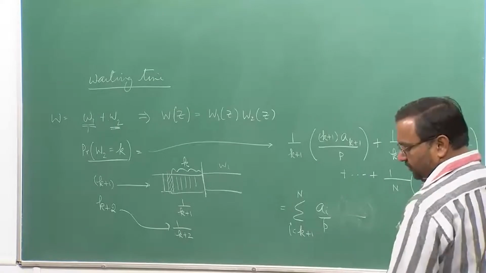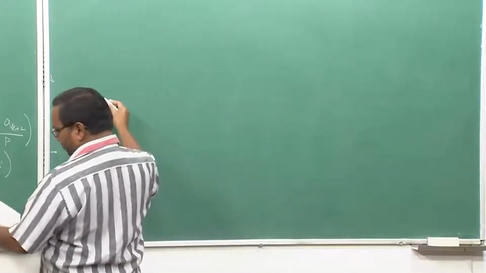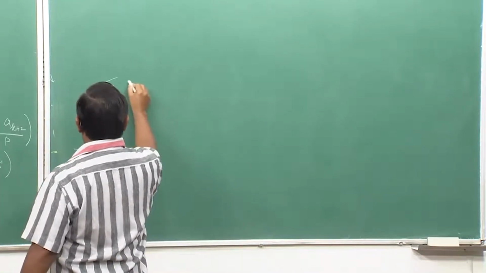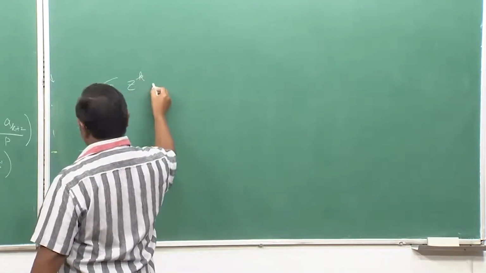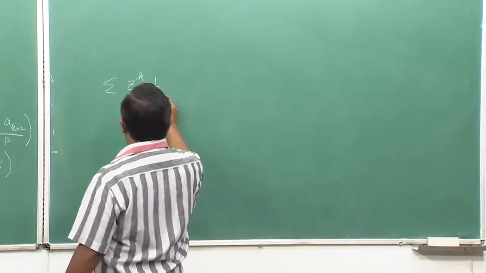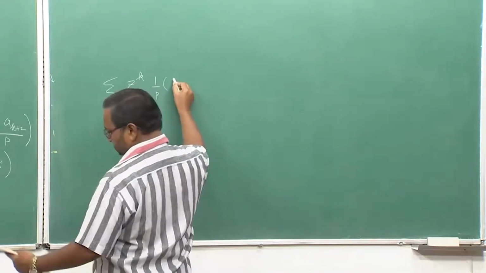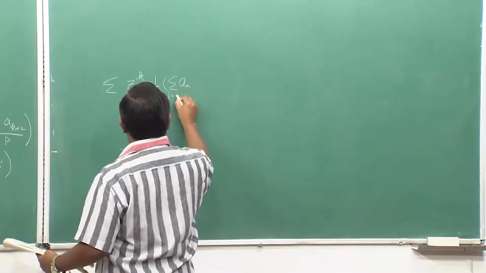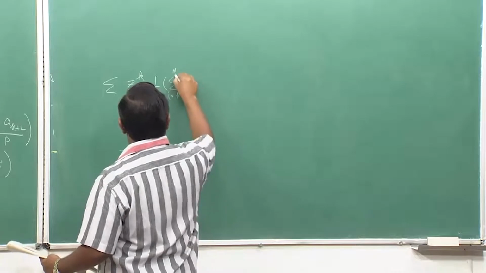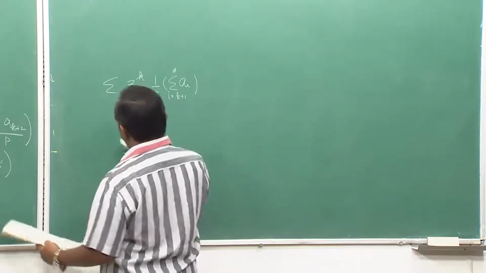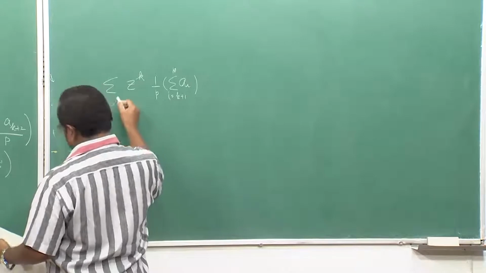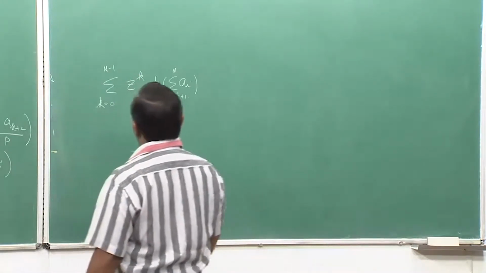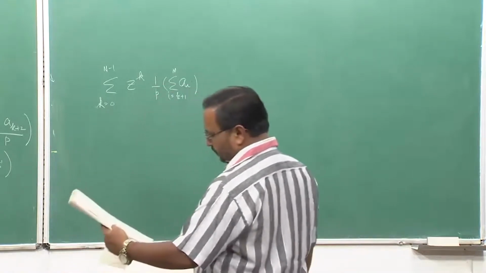So, let us see what WZ will be. The PGF for the waiting time will be the summation of Z raised to the power K, 1 over p, summation of I going from K plus 1 to n, K going from 0 to n minus 1.